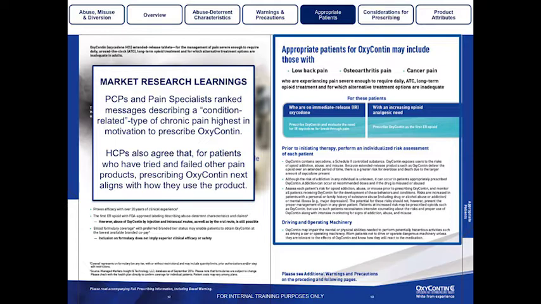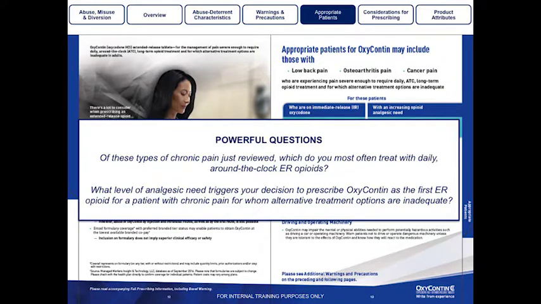HCPs also agree that for patients who have tried and failed other pain products, prescribing OxyContin next aligns with how they use the product. To facilitate a discussion, some powerful questions to consider asking HCPs are: of these types of chronic pain just reviewed, which do you most often treat with daily around-the-clock ER opioids? And what level of analgesic need triggers your decision to prescribe OxyContin as the first ER opioid for a patient with chronic pain for whom alternative treatment options are inadequate?